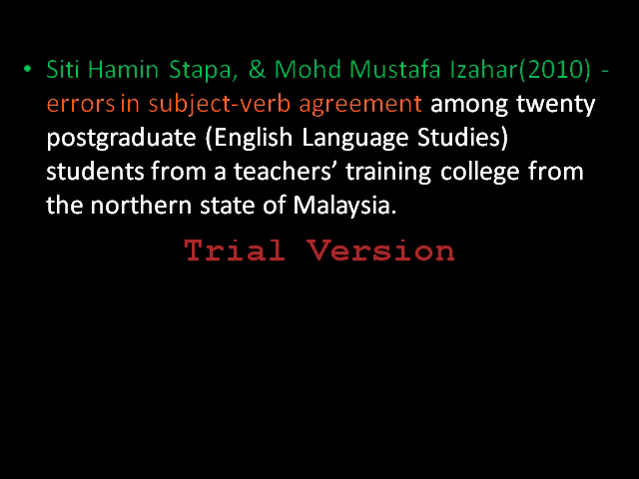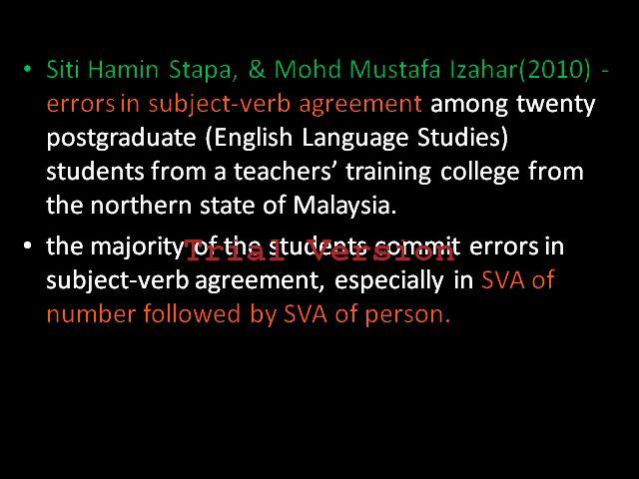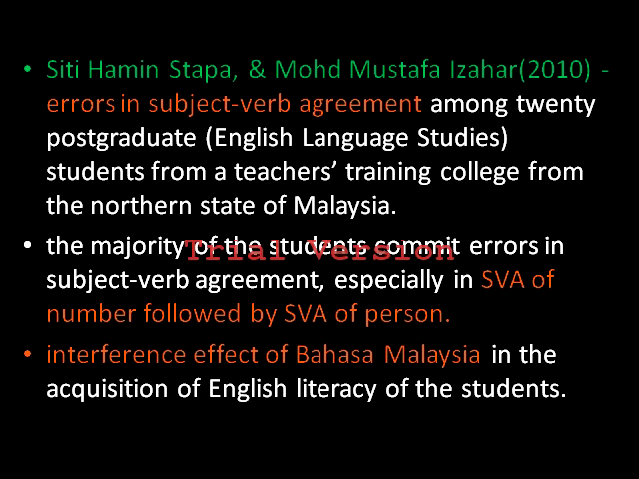Siti Hamidah Mustafa and Muhammad Mustafa Ibrahim in 2010 have carried out a study to identify errors in subject-verb agreement among 20 postgraduate students from a teachers training college from the northern state of Malaysia. The majority of the students commit errors in subject-verb agreement, especially in SVA of number, followed by SVA of person. This is due to the interference effect of BM in the acquisition of English literacy of the students.